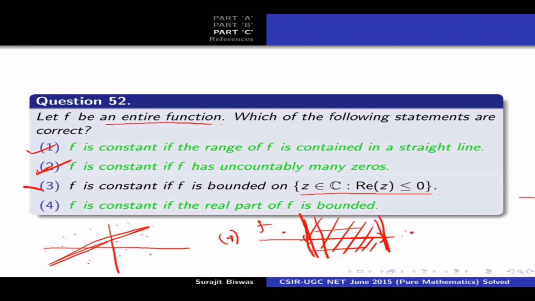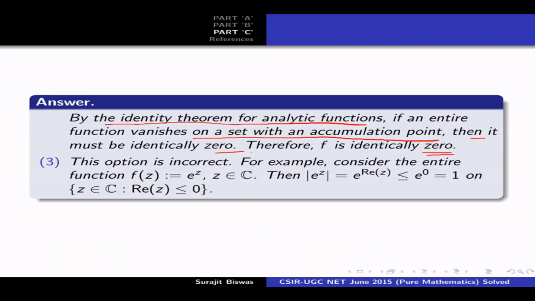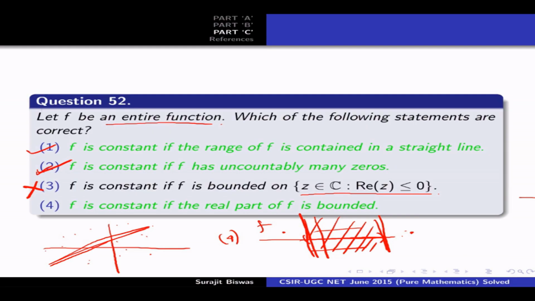We provide a counterexample, e to the power z. For example, consider the entire function f(z) equal to e^z, then the modulus of f(z) is equal to e to the power of the real part of z, which is less than or equal to e to the power 0, equal to 1 on this region. The fourth option we have shown to be true.